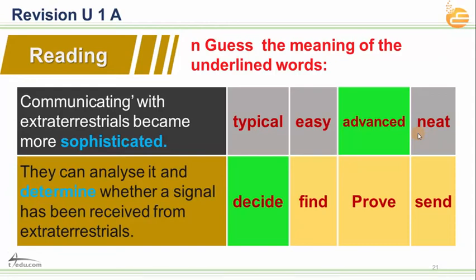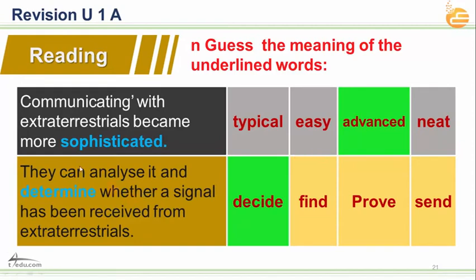So now with the revolution of communication and invading the space, scientists in NASA and in other agencies suggest that they're receiving some kind of language or transmission from other places, from aliens or extraterrestrials from the space. So you can say communicating with extraterrestrials became more advanced.